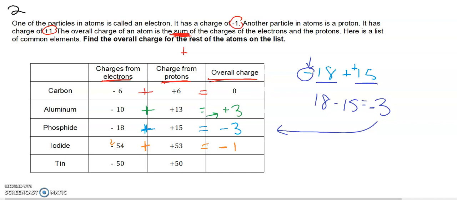All right. And now we look at tin. Tin has 50 electrons and 50 protons. So when you add a -50 and a +50, they cancel each other out to give you 0. So this is what your table should look like. So please make sure you have that all filled out.